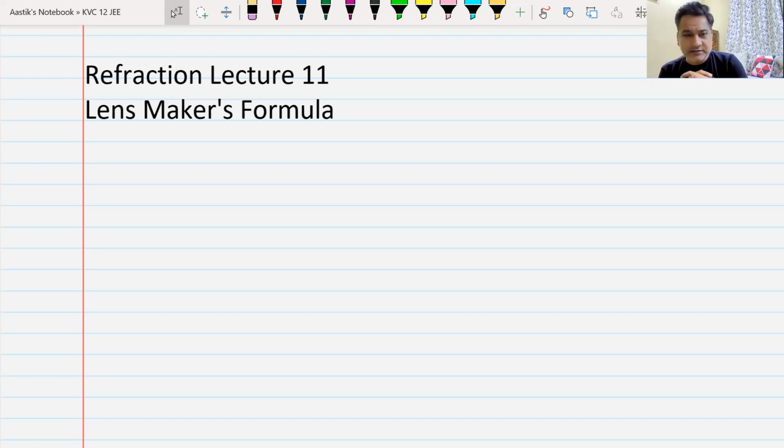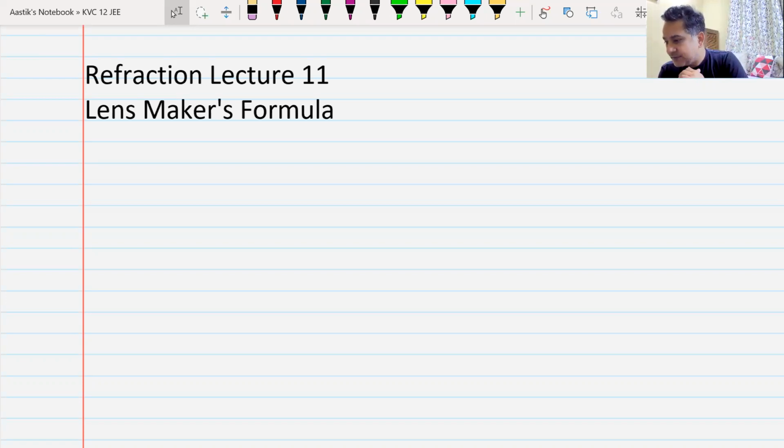This is lecture number 11 and we are dealing with lenses. In the previous class, we had seen the formation of image by a lens. We had seen the different positions of the object and different positions of the image. No one is going to ask you the ray diagram. Trust me, that is not a question that is going to come in your JEE. Might probably be coming in your board exams.